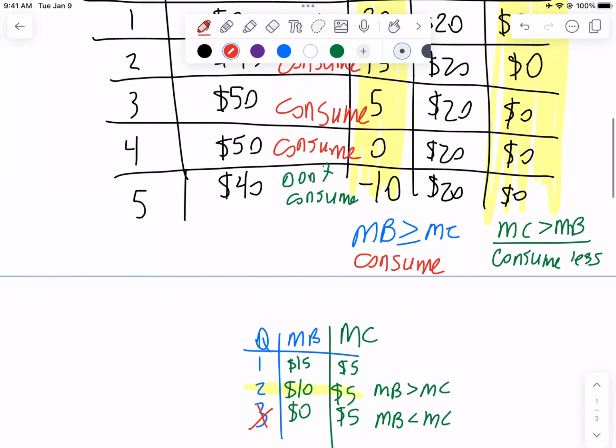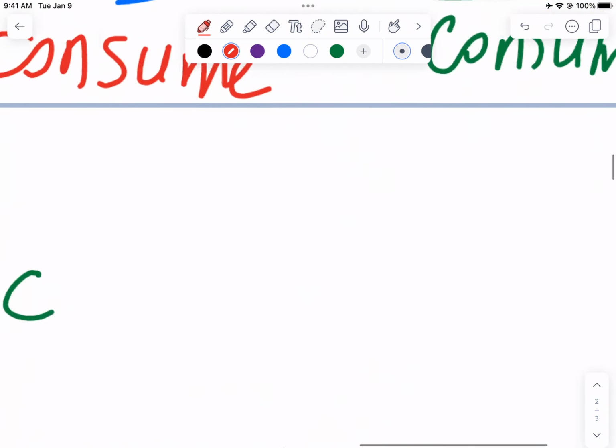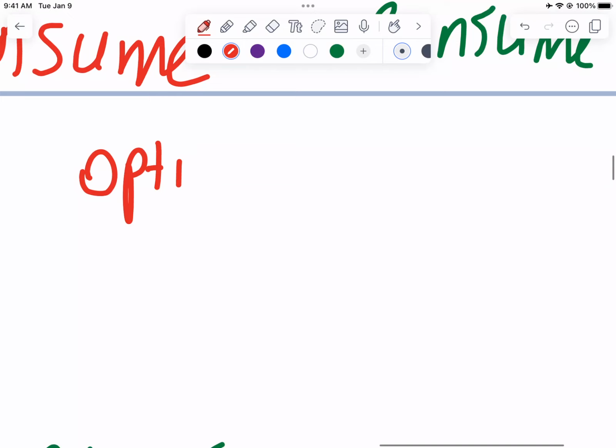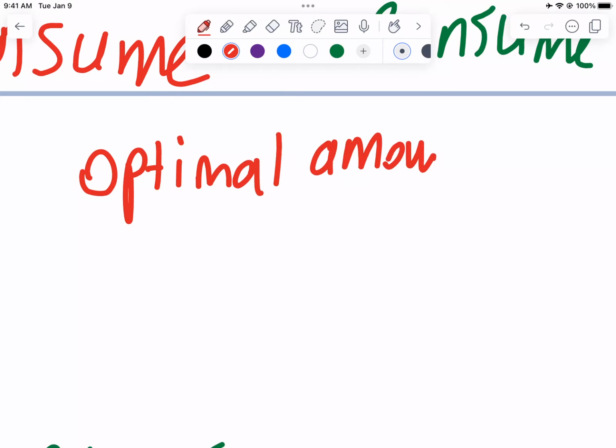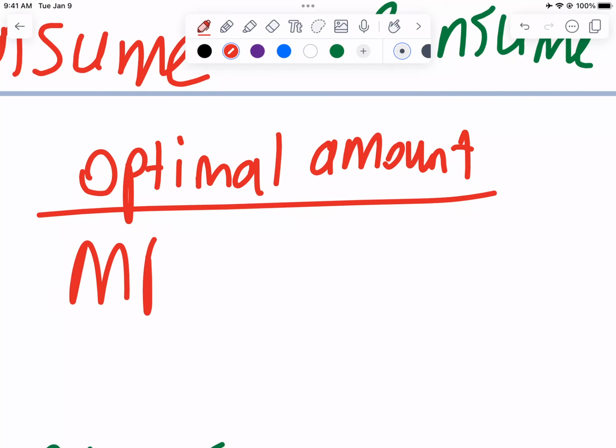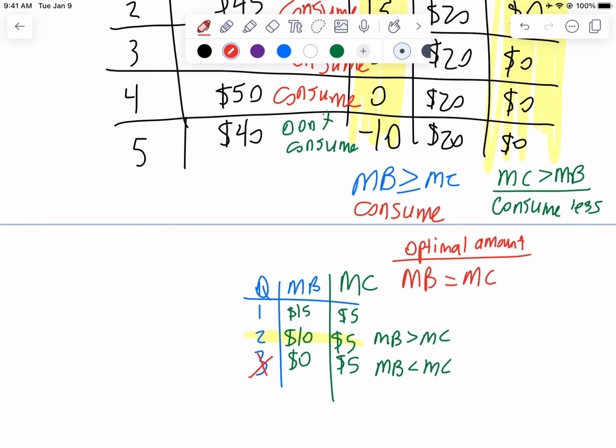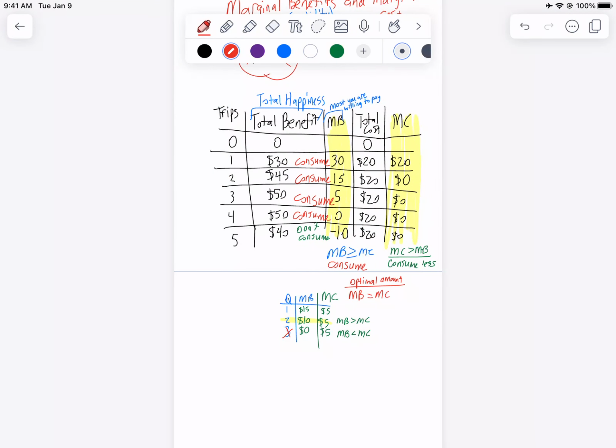So in terms of optimal, the optimal amount, like the last one you're going to do, is going to be wherever the marginal benefit is equal to the marginal cost. Okay? So that is marginal analysis.